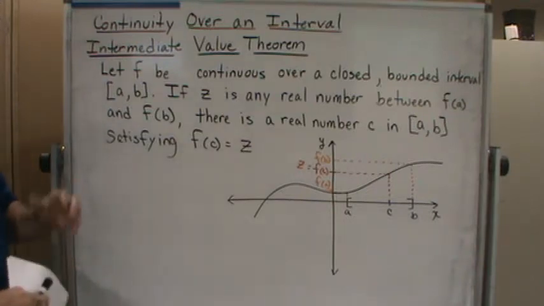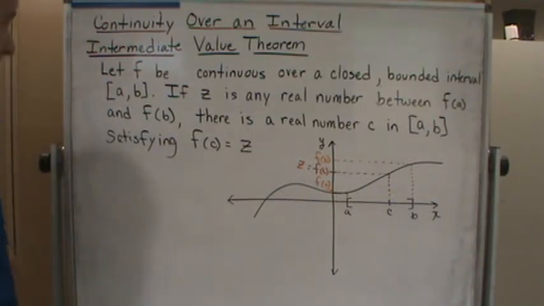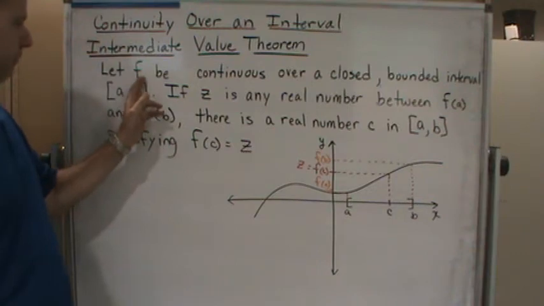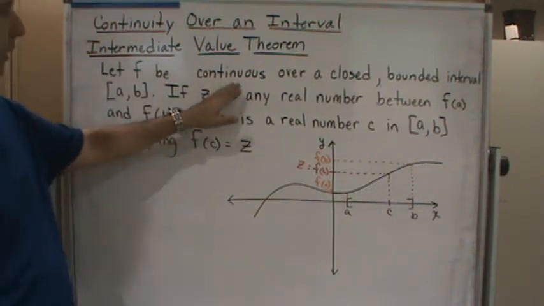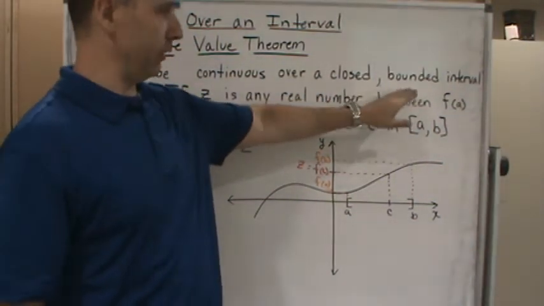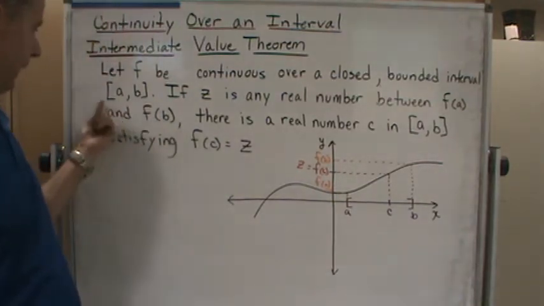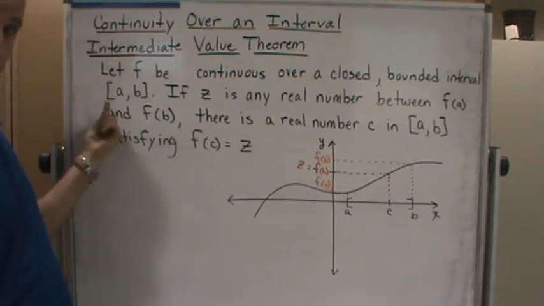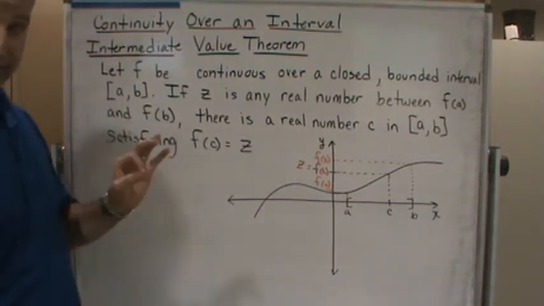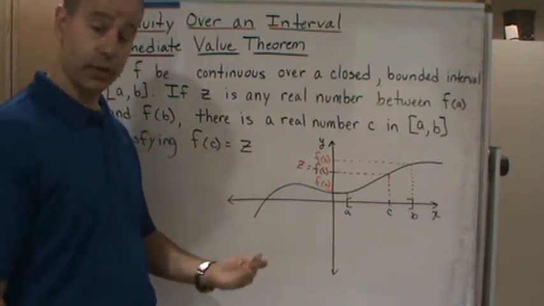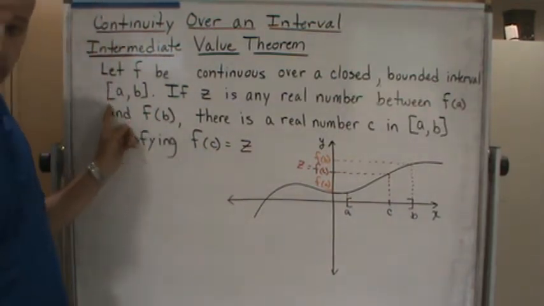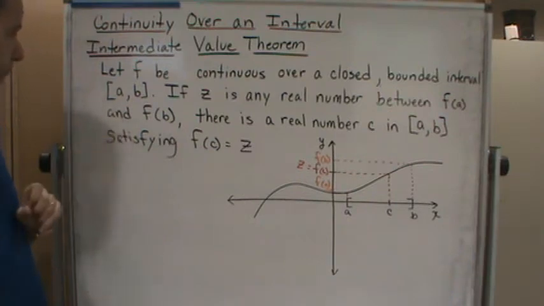So what does the intermediate value theorem tell us? It says that let f be a continuous function over a closed bounded interval [a, b]. So we've got a closed interval, and the key is that we're dealing with a continuous function over this closed bounded interval.